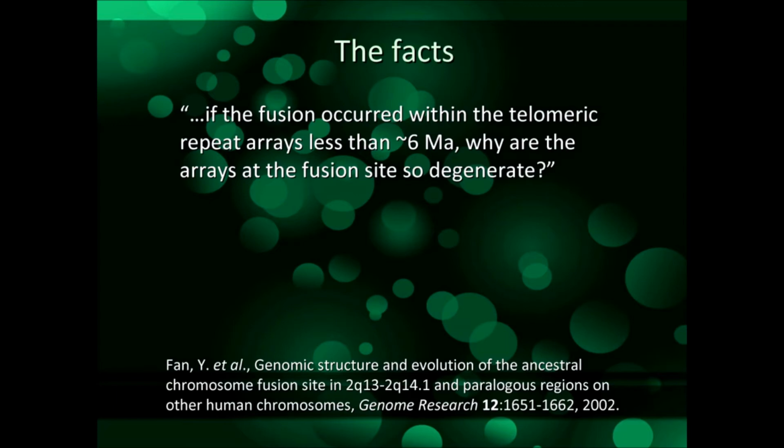Even evolutionists that have studied this said, if the fusion occurred within the telomere repeat arrays less than 6 million years ago, why are the arrays at the fusion site so degenerate? Evolutionists will say degeneration and mutations occurred. But if you look into the argument, they themselves say that within this time frame of 6 million years, there should not have been that much degeneration. You should still see a massive amount of evidence for these telomere sites. So they're actually admitting huge differences in the telomeres. Percentage-wise, it's amazing.